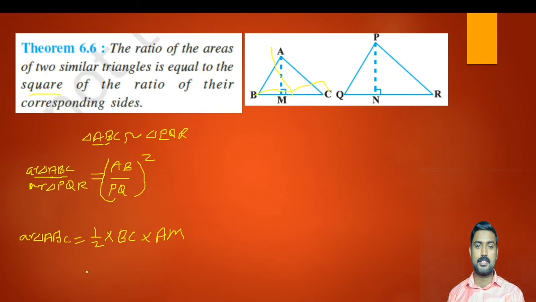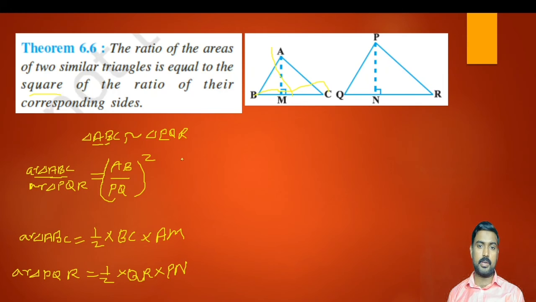Okay. Similarly, the second triangle, area of triangle PQR is equal to half into base. What is the second triangle's base? Here you can see Q and R. So QR is the base. So base into height means we can write QR into height. Height is denoted by PN. So instead of height we can write PN.